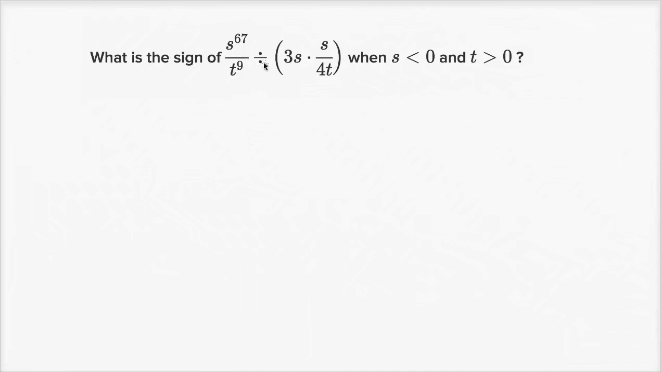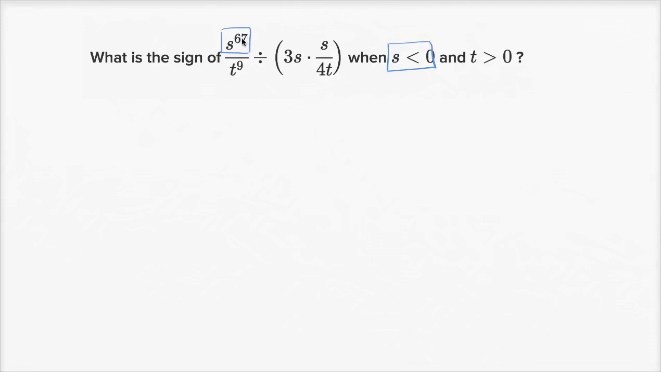power divided by the expression 3s times s over 4t when s is less than 0 and t is greater than 0? So the really interesting thing here is that s is less than 0. S is negative. So s is a negative. If s is a negative number, we first have s to the 67th power. And we just have to remind ourselves, a negative number being multiplied, if you have an odd number of negative numbers being multiplied together, you're going to have a negative number.